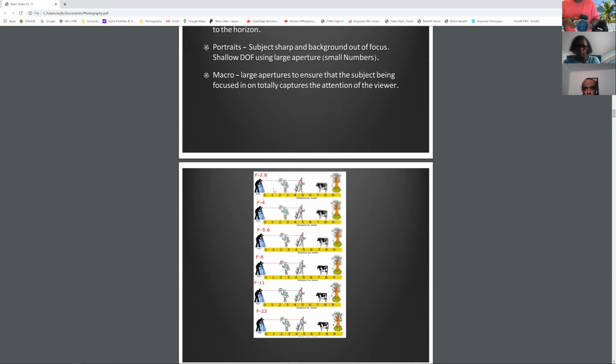But if it is set to 22 or a higher value, the aperture is very, very small. That means it's closing the whole thing, so the light going in is very low. If it is 2.8, the light going in is high.